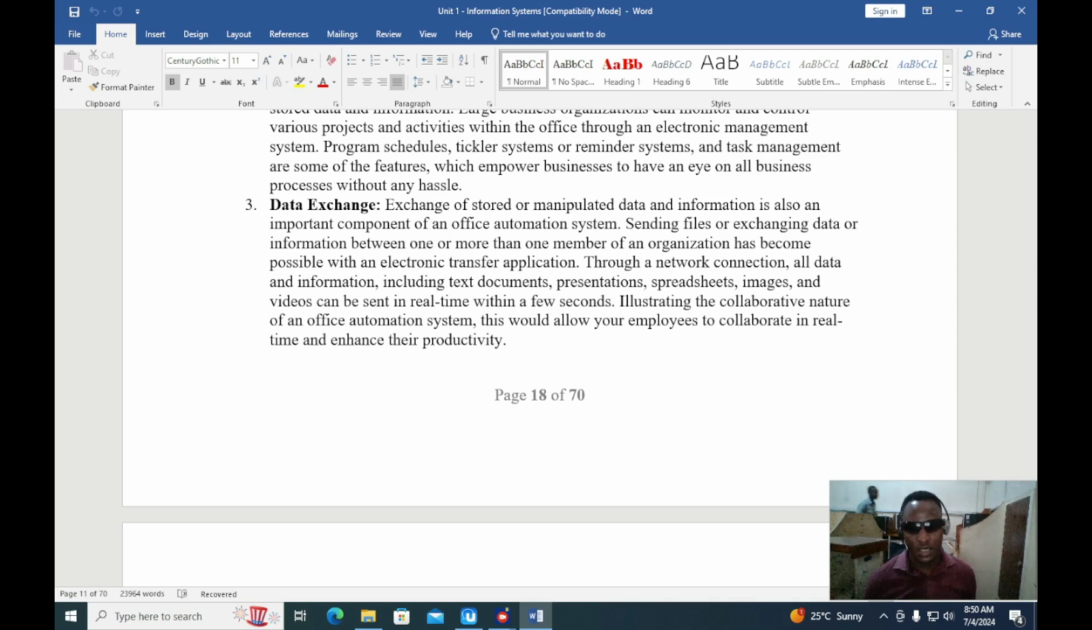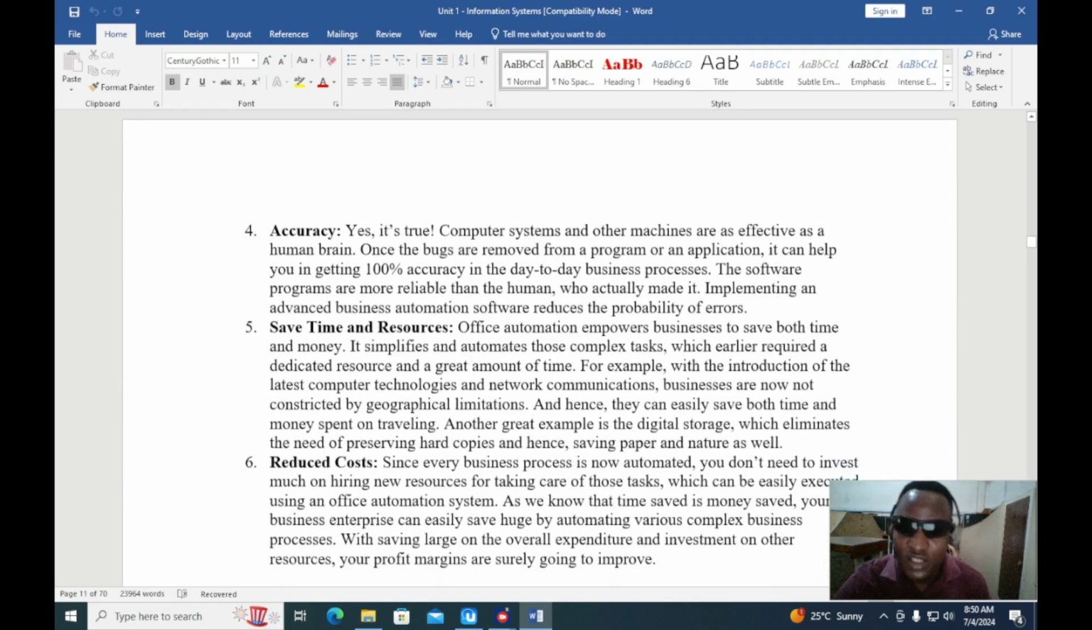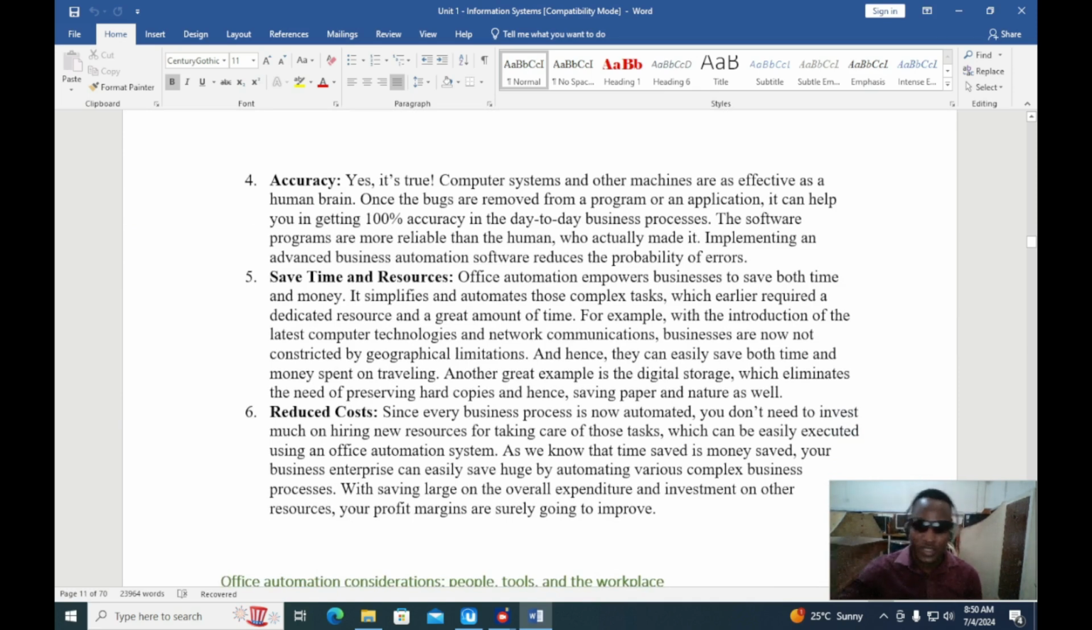So we can use our network connection to enable us to share all the data and all the information, including textual documents, presentations, spreadsheets, images, videos. We can actually send all this in real time within a few seconds on a click of a button. This is going to actually increase collaboration among your employees.